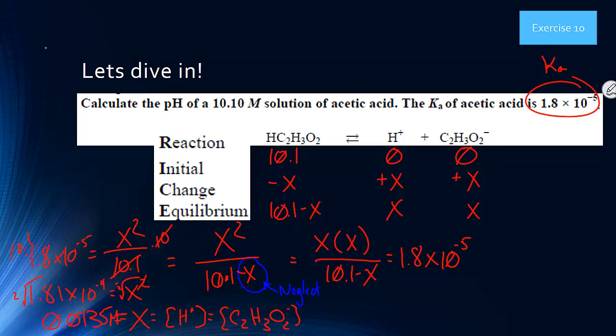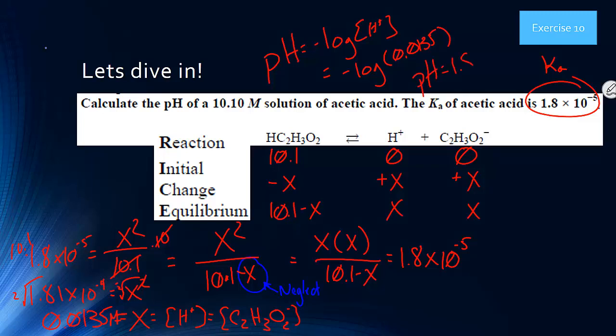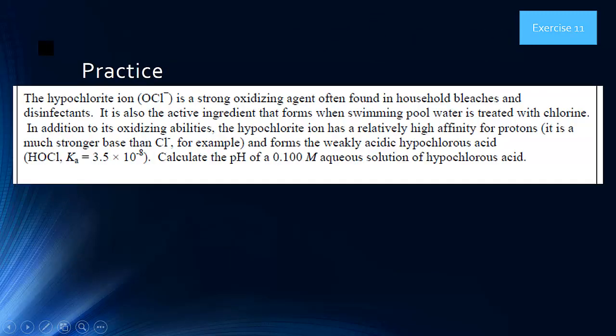Unfortunately, that is not what the question wants. The question wants the pH of this solution. So remember, pH is the negative log of the concentration of the hydronium. So the negative log of 0.0135 is our answer. 1.87 is our pH. Let's do it again.